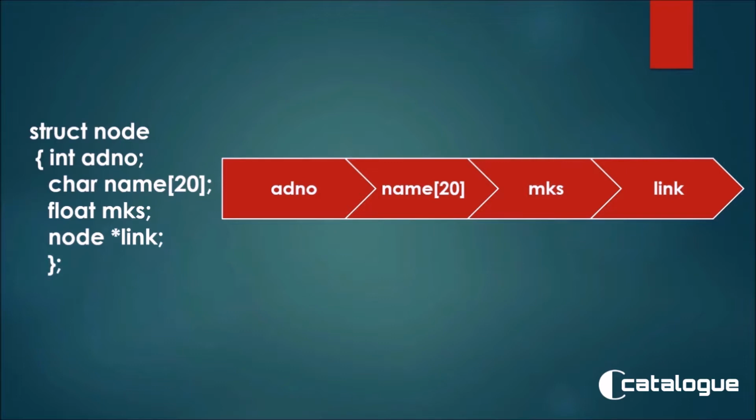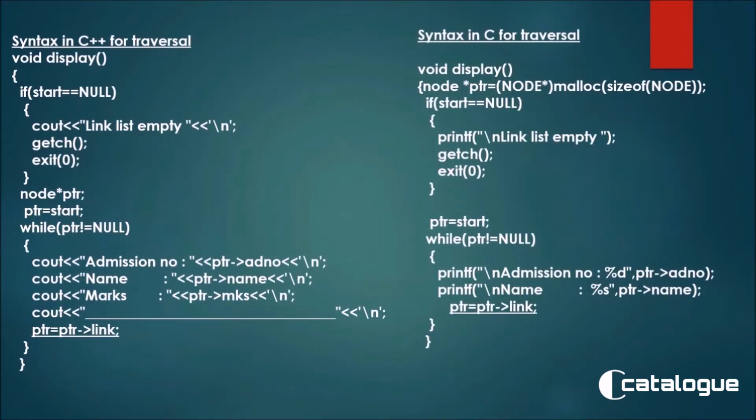Admission number, name and marks would be the bigger rectangle and link would be the smaller rectangle which has the link. If this link was null, it means either the linked list has come to the end or the list has only one element. So let's look up to the syntax of C and C++ both.